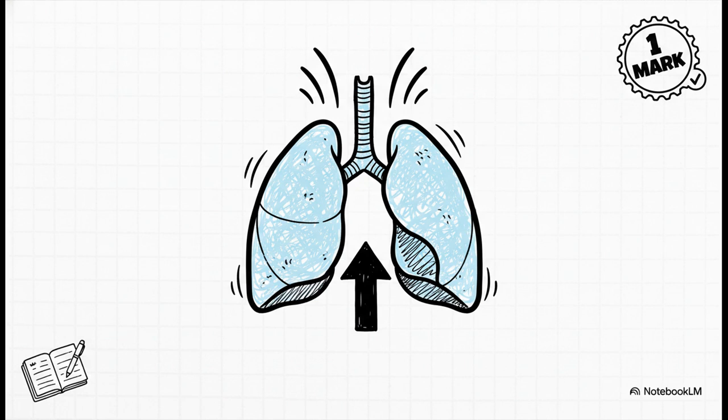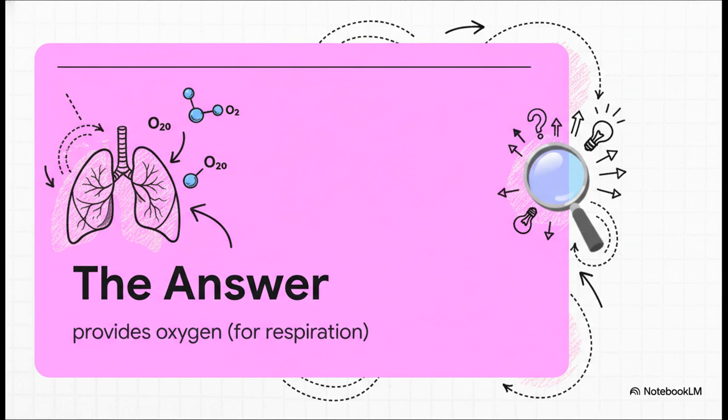Okay, next up, 1.3, another one marker. The command word this time is describe. So we're talking about rescue breaths. What's the one key thing they're after here? The answer is super precise. It provides oxygen. That little bit in brackets, for respiration, that's just bonus detail to show you really know your stuff. The examiner's notes also say to accept the idea that carbon dioxide can trigger breathing to restart. So there's a bit of wiggle room, but the main point they want is oxygen.